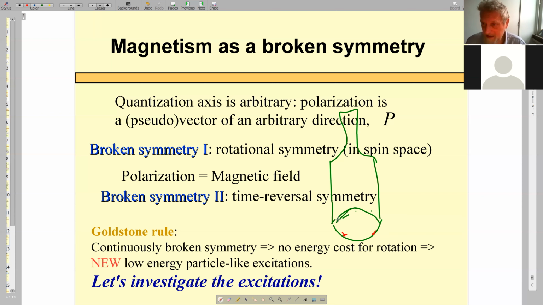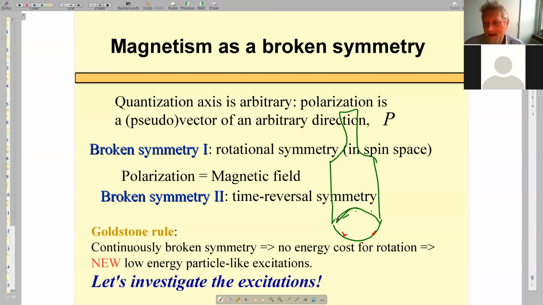All right. Rotational symmetry in three-dimensional spin space is broken. Also, since we have a magnetic field, we also have broken time reversal symmetry. Right, a magnetic field means that time reversal symmetry is broken. Why? Magnetic field is due to currents. If you reverse time, all currents go in the opposite direction. The magnetic field will flip its sign.